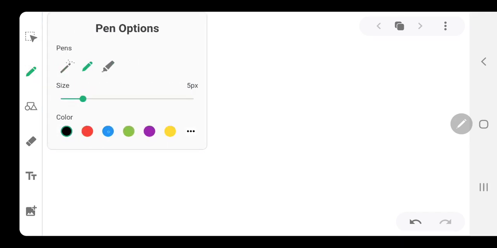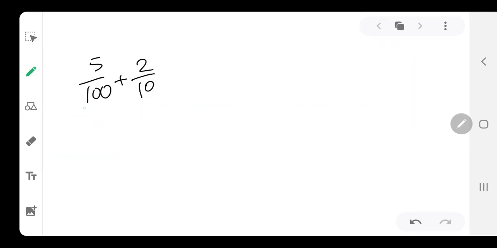All right, first fraction is 5 over 100 plus 2 over 10. Okay, so the first question we ask ourselves is, can we add these fractions together as they are written? And the answer is no. And the reason is because we can only add fractions that have common denominators. Okay, so this is 100 and this is 10, and they're different. The denominator is not the same.